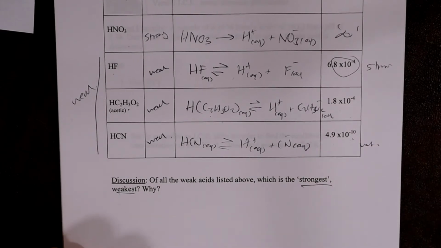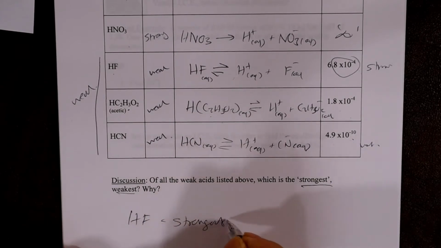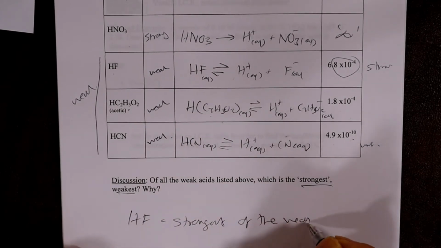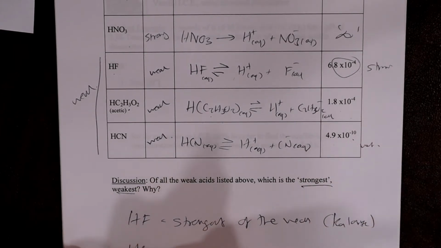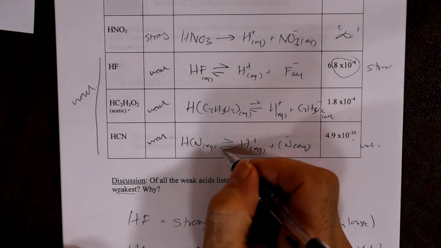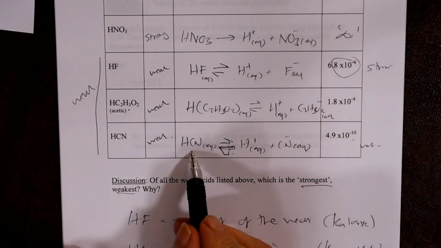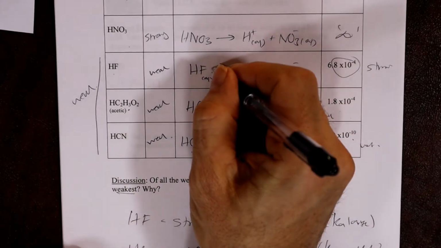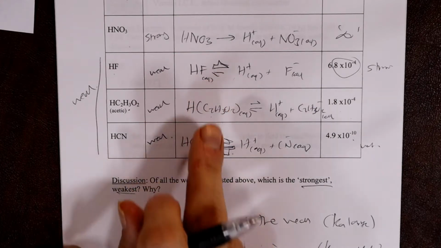Okay, there we go. So the strongest is HF, strongest of the weak, Ka largest, and HCN weakest of the weak, Ka smallest. Okay. I like to do this because it shows some understanding. Equilibrium lies to the left. This guy at the top here, equilibrium lies to the right. Okay.